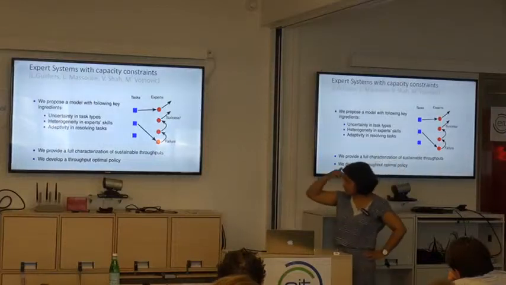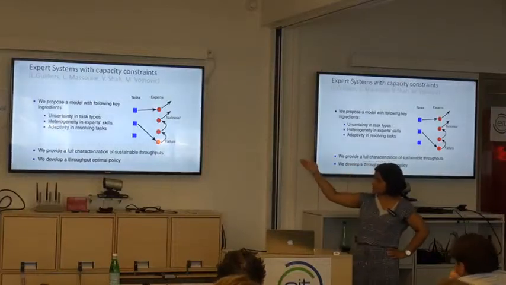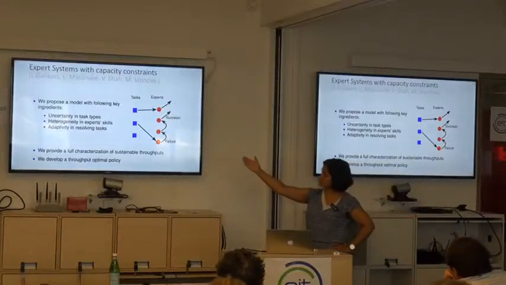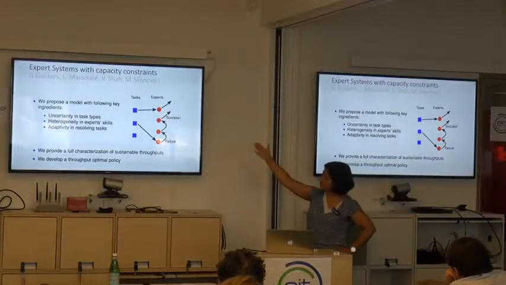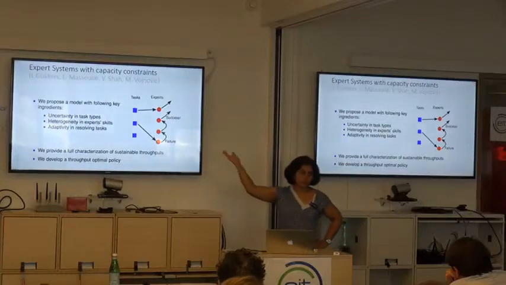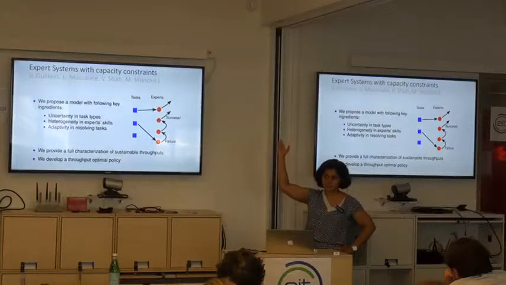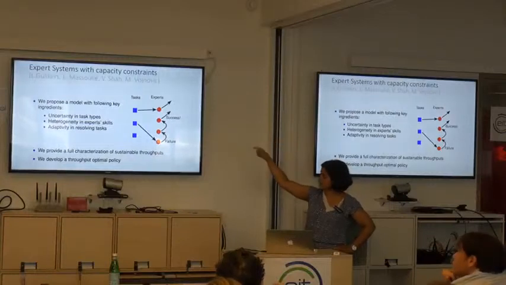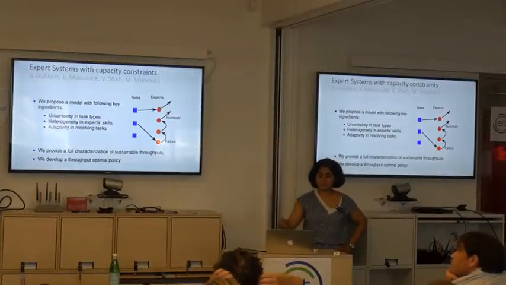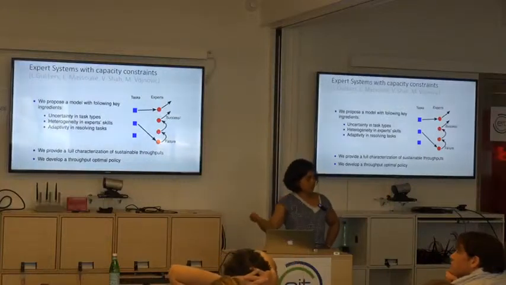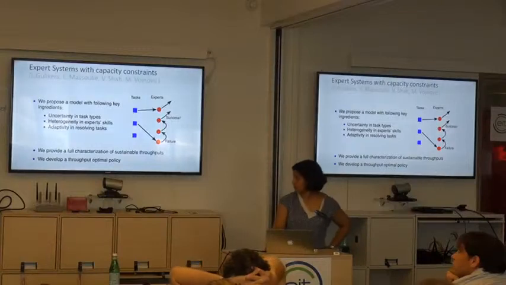So here's the case. Again, we have uncertainty in task types and heterogeneity in expert skills. When the tasks arrive, you assign them to certain experts. When the expert solves a problem or infers it correctly, there's a success and the task leaves the system. Otherwise, there's a failure and the task re-enters the system, into the queue, to be reassigned to another expert again.